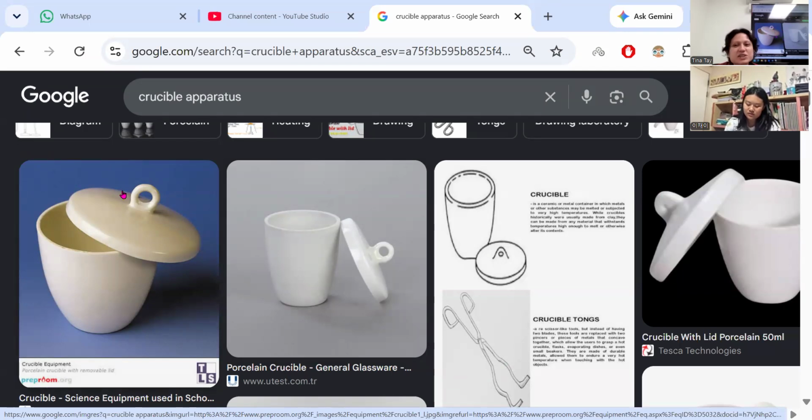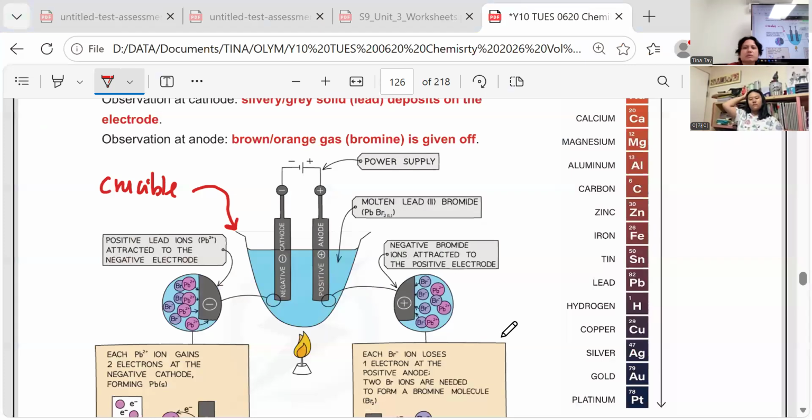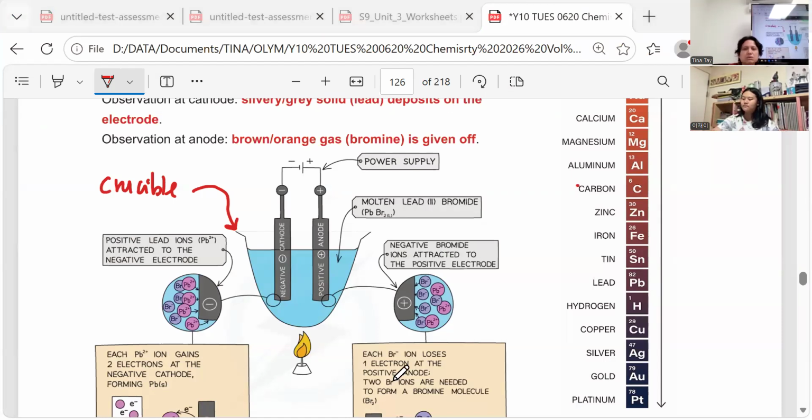Okay, so this is a crucible, guys. Can you see? This is the one you have in your school lab. Why do they use a crucible instead of a beaker? Because when you want to do molten, the temperature is very, very high. Your beaker will melt. Can you understand? Okay, so you take a crucible and here you put lead(II) bromide.